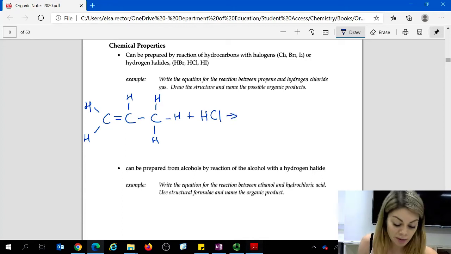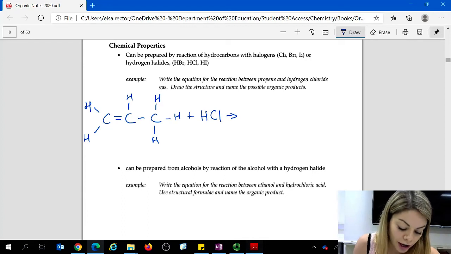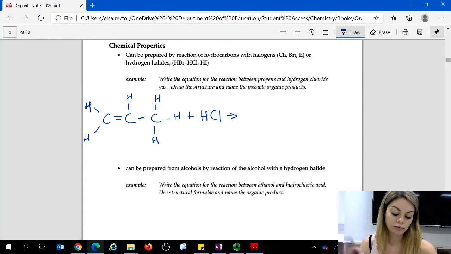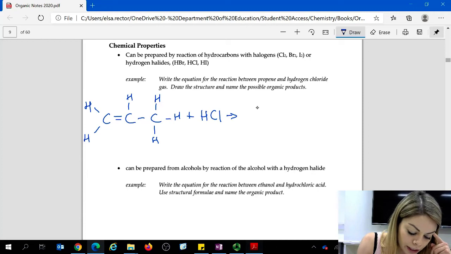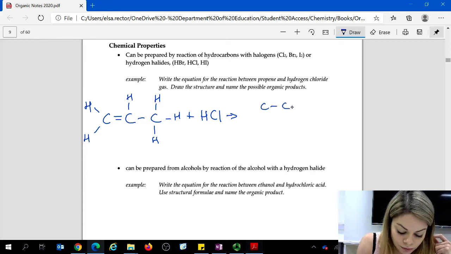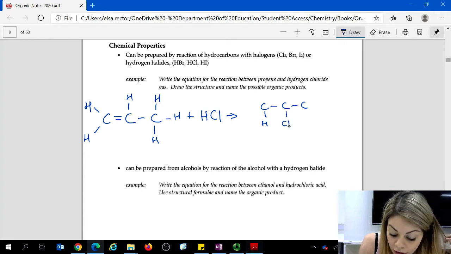Well, it's going to break that double bond, as you would know, and we get the chlorine on one of the carbons. So the possible organic products, there's two different ones because the chlorine could attach to the middle carbon or the end carbon. So we can get it here.